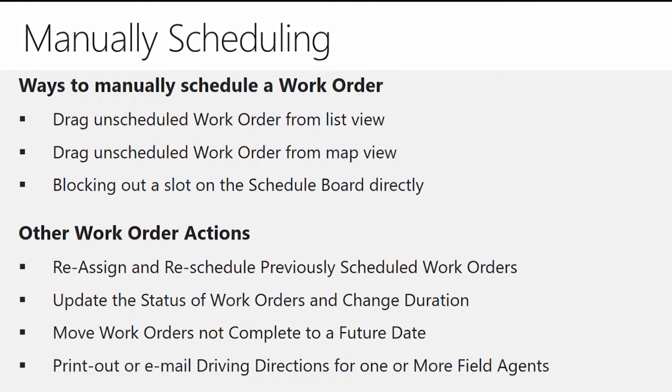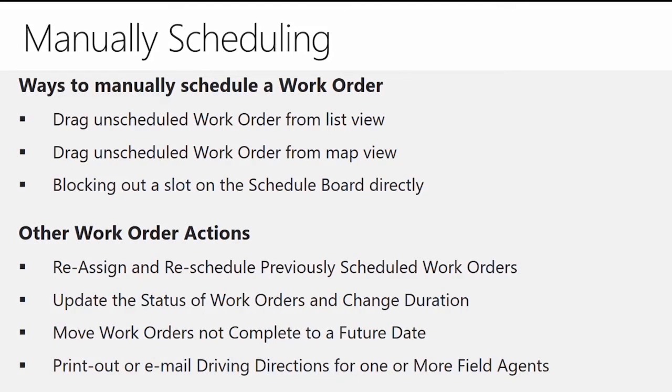The first way is to take that unscheduled work order from the list view at the bottom and drag it up into the schedule board and associate it with the appropriate resource at the appropriate time. The other option, which you saw us do a little when we were first looking at the map view, is if you have one of those pins on the map view, you can take a schedule option and drag it over from the map view into the item. You also have the capability to block out a spot on the schedule and then schedule the information directly from that standpoint.